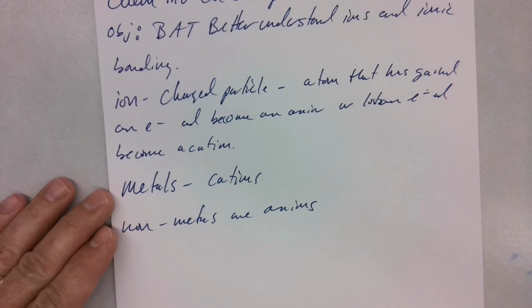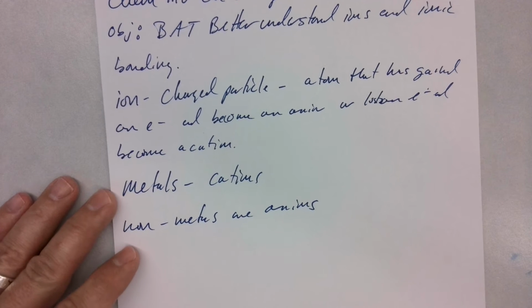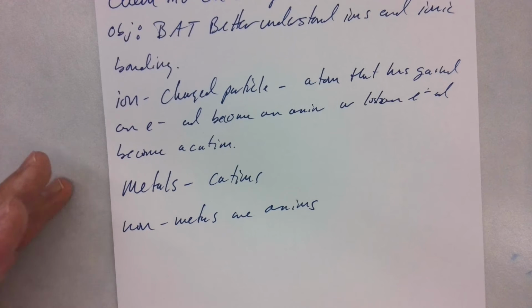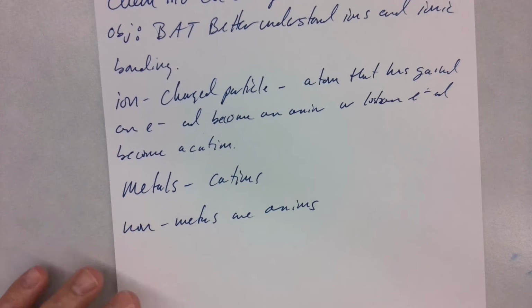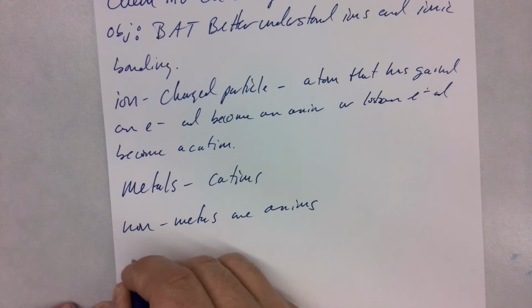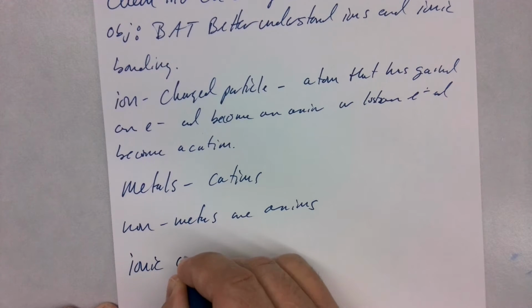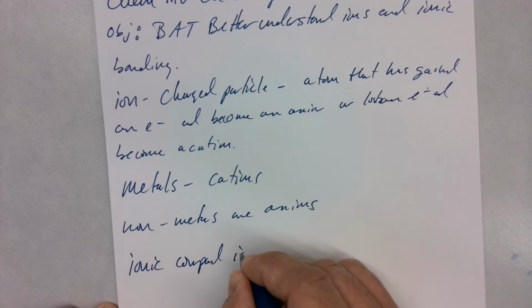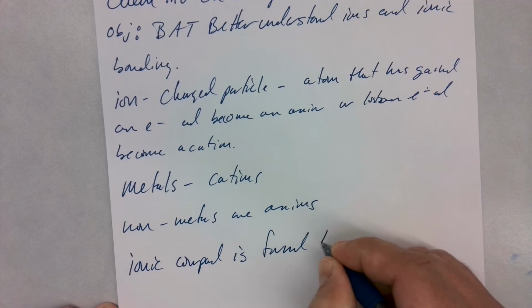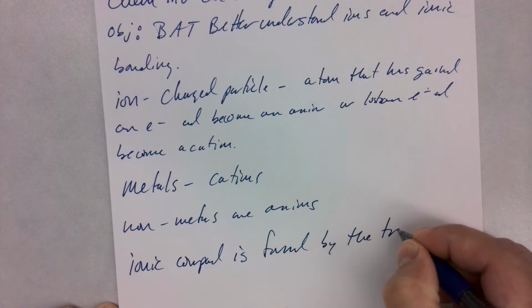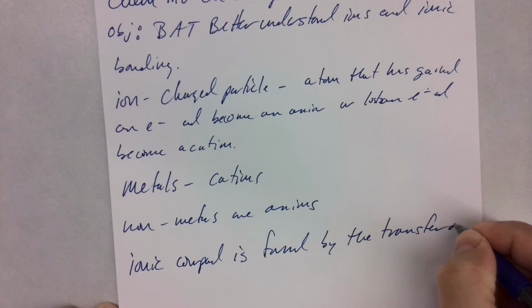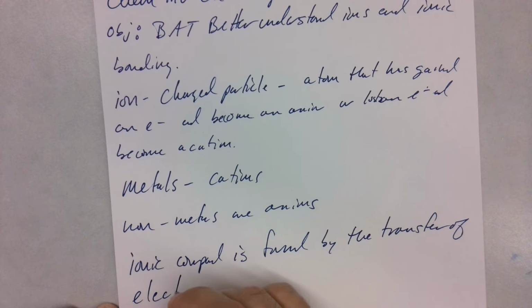Now, what's going to happen, and this is pretty much the way 70% of the bonding in the world goes. Okay, ionic compounds. An ionic compound is formed by the transfer of electrons. Now this is what's going to happen. I'm going to kind of walk you through an example.